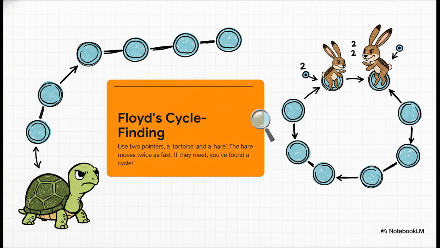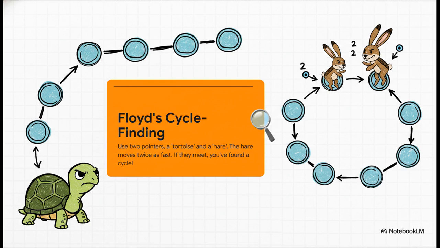The solution to this is just so clever. It's called Floyd's cycle finding algorithm, but everyone calls it the tortoise and the hare algorithm. And it's exactly what it sounds like. You have 2 pointers. One is the tortoise, it moves forward 1 node at a time. The other is the hare, it moves 2 nodes at a time, so it's way faster.